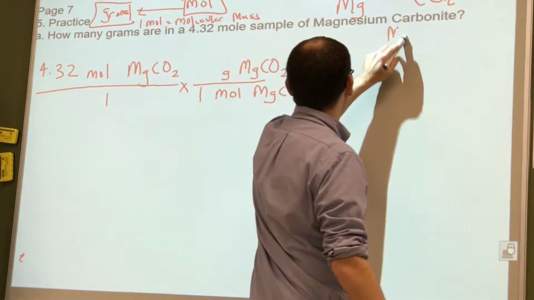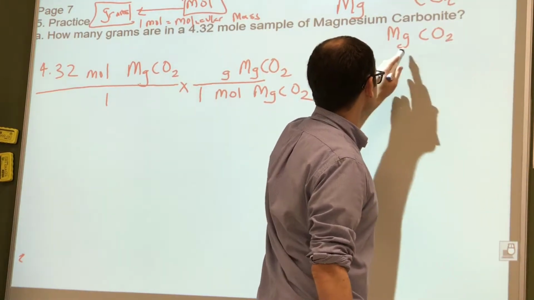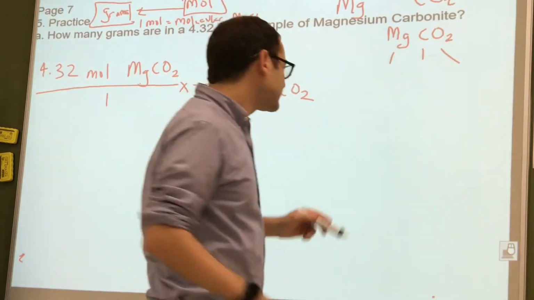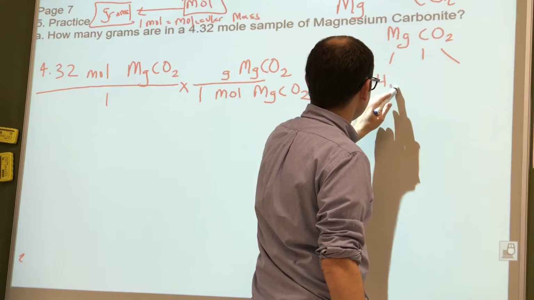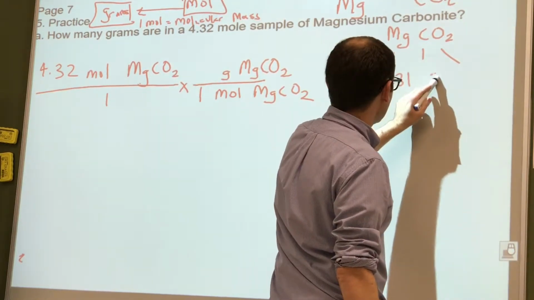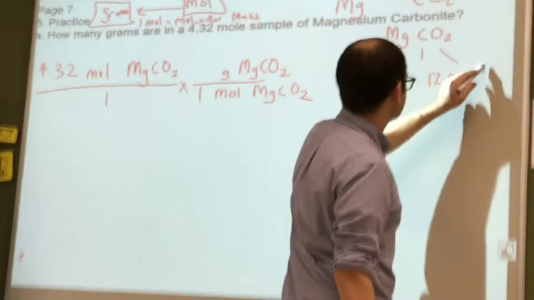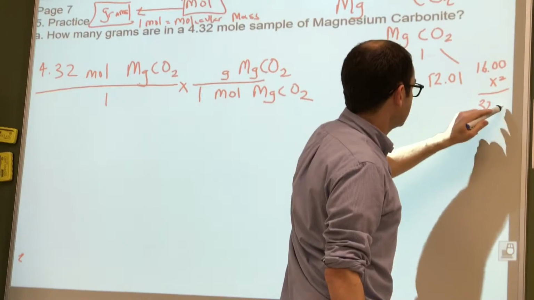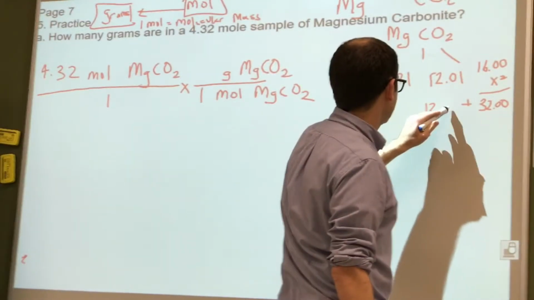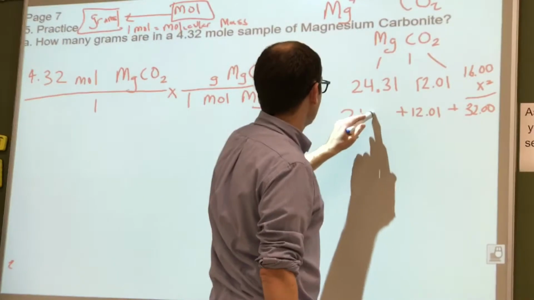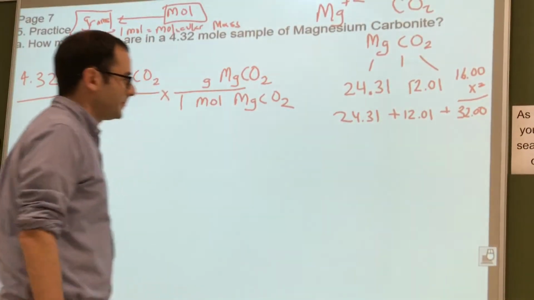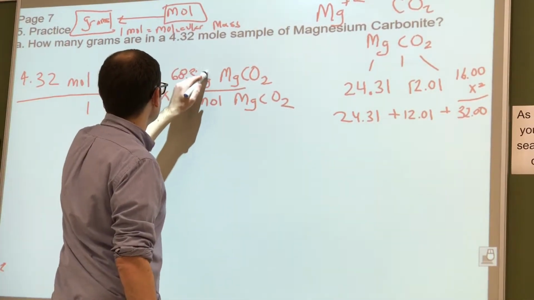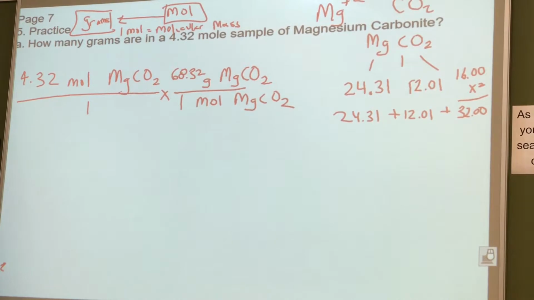So, MgCO3, I'm going to need your help with this. What's magnesium's molecular mass? 24 point what? 31? Yeah. Okay. Carbon we know is 12.01 and oxygen is 16.00 times 3 gives us 48, plus 12.01 plus 24.31. All right, what did you guys get? 68.32. Okay. Is everybody cool with that?